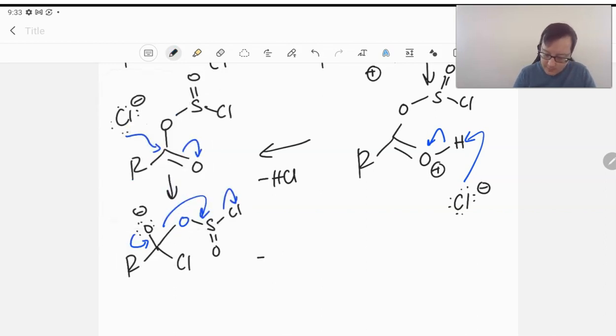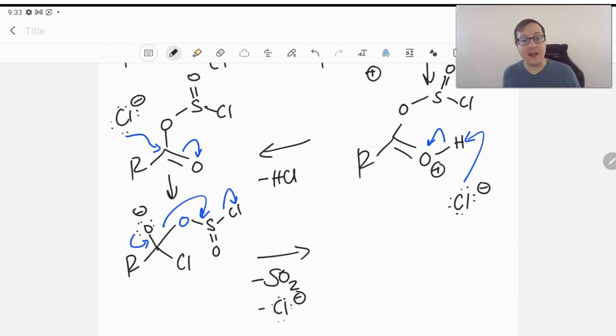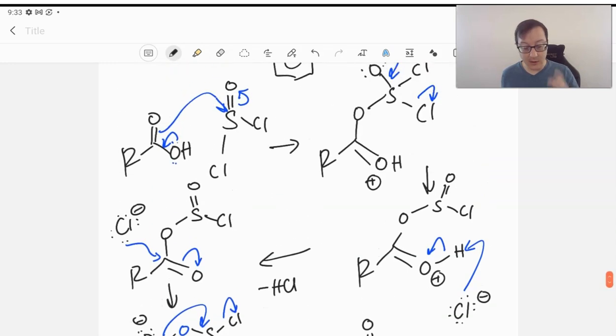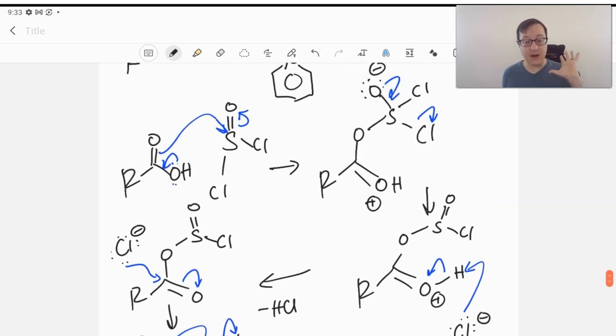And as a result, we lose SO2 gas. That's the driving force behind this. And we lose that Cl minus ion. So we still have that extra chloride, and we form our acid chloride. So let's take a look at this mechanism one more time so we can understand it fully. The first step is our carboxylic acid attacks the sulfur, kicking out a chlorine.